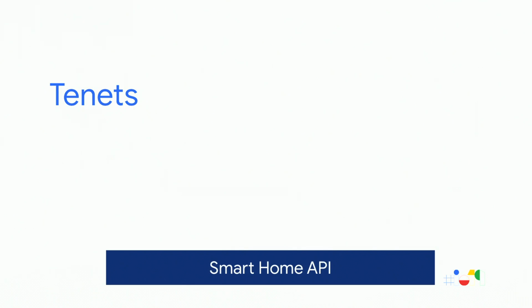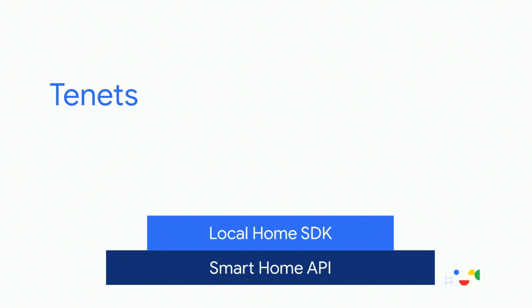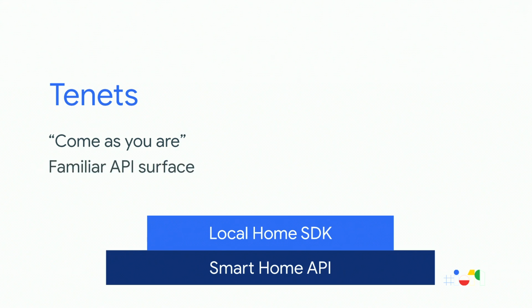At Google, the developer experience is core to our thinking, and this deeply influenced our design tenets. With the Smart Home API being the foundation, we wanted to leverage its capabilities and layer the SDK on top as a deeper integration, not as an either-or. We also implemented what we call a come-as-you-are philosophy, in that we wanted to work with your devices as is today without requiring any firmware modifications. Lastly, we've heard from you. Thousands love the Smart Home API, and so we wanted to mirror that familiar interface onto the SDK.